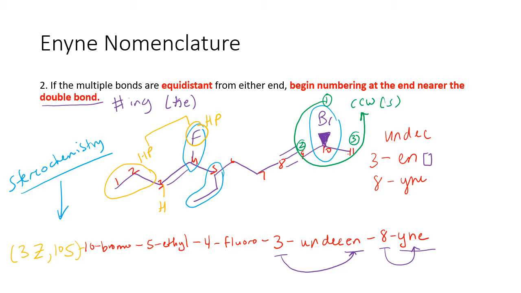So when you write the full name, you have to include all of these things that we've already learned and talked about. So 3Z, 10S, that's our stereochemistry out front in parentheses, hyphen, 10-bromo, 5-ethyl, 4-fluoro, 3-undecane, not undecene, and then 8-yne. So including the E on the final alkyne there in the name.